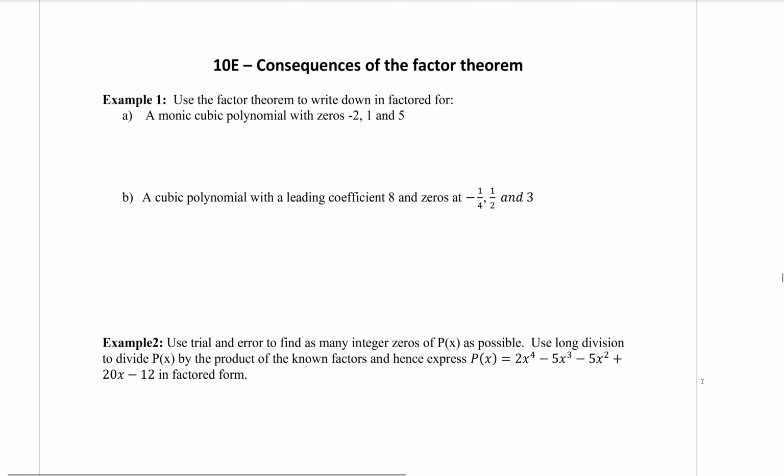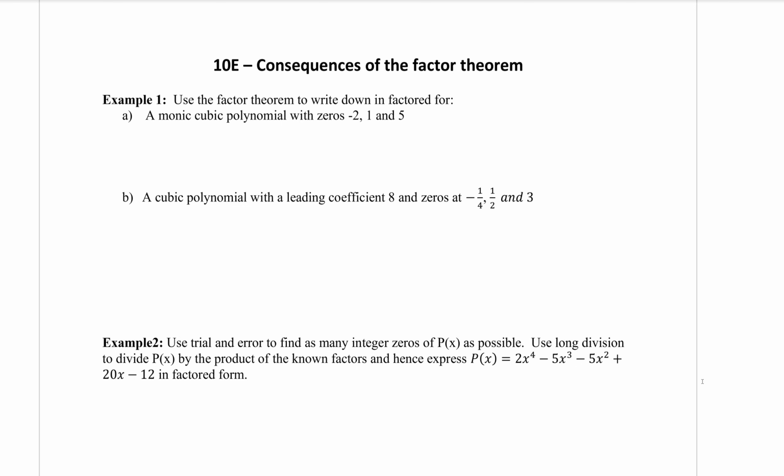Today we're looking at exercise 10E, which is consequences of the factor theorem. So there's no new theory here, we're going straight into the examples. It says use the factor theorem to write down in factored form a monic cubic polynomial that has zeros at -2, 1, and 5. Monic, remember, means that the leading term of your polynomial has a coefficient of 1.